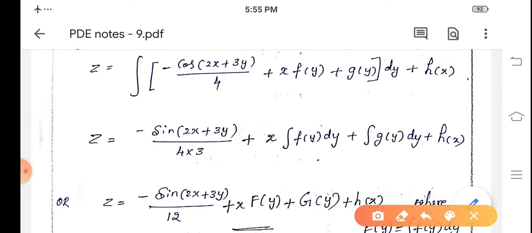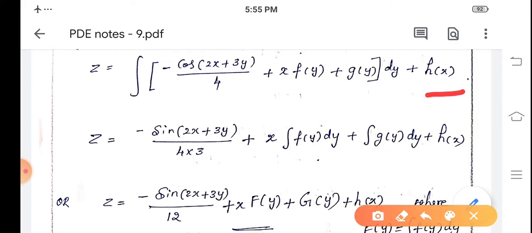Then plus integration of the second term, integration of x into f(y) with respect to y. So with respect to y, x is constant. So it is x into f(y). This is a function of y. So we need integration of f(y) dy. Plus integration of g(y) with respect to y, that is integration of g(y) dy.